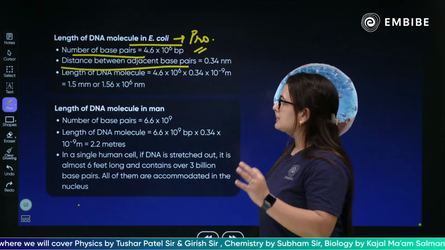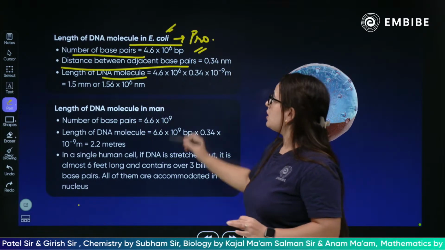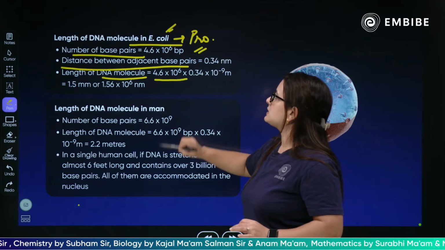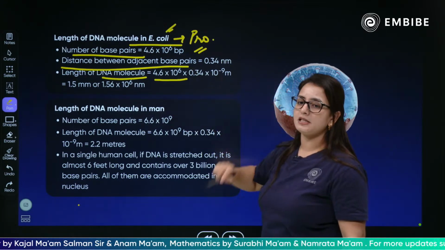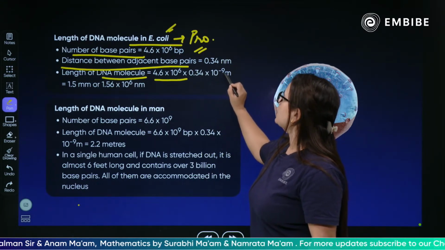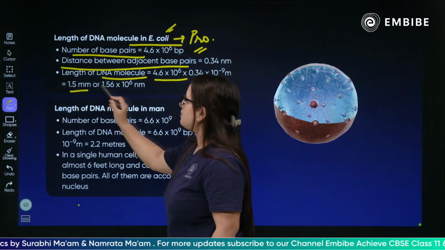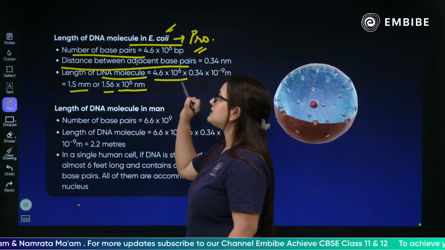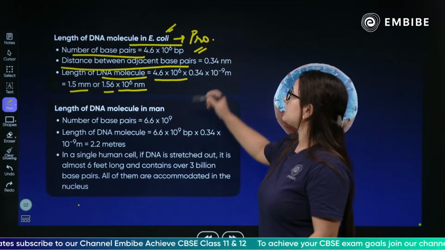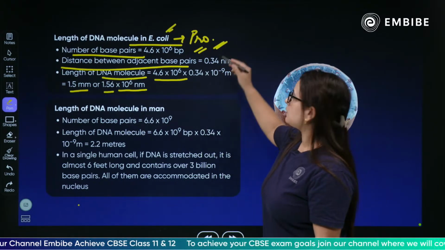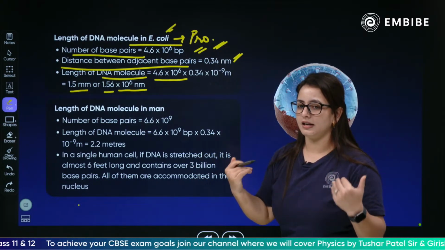So children, the length of a DNA molecule in E. coli, which is a prokaryote, is 4.6 into 10 to the power 6, which is the number of base pairs, multiplied by the distance between the adjacent base pairs, which is 0.34 into 10 to the power minus 9 meters. This is approximately 1.5 mm, or 1.56 into 10 to the power 6 nanometers. So yes, you can always calculate the length of the DNA by knowing these two things: the number of base pairs and the distance between two base pairs. Let's calculate the length of DNA in the human body.